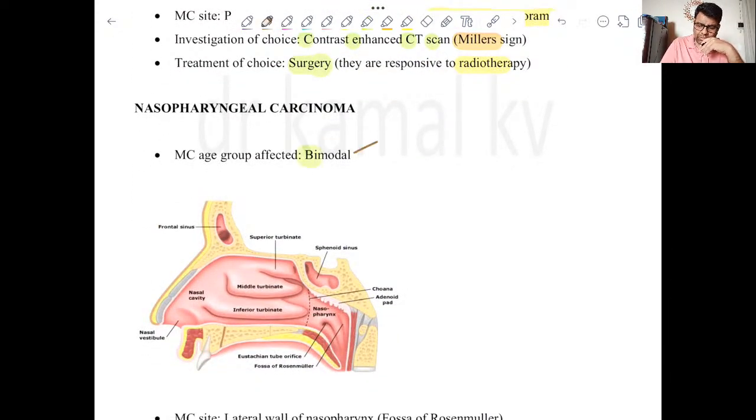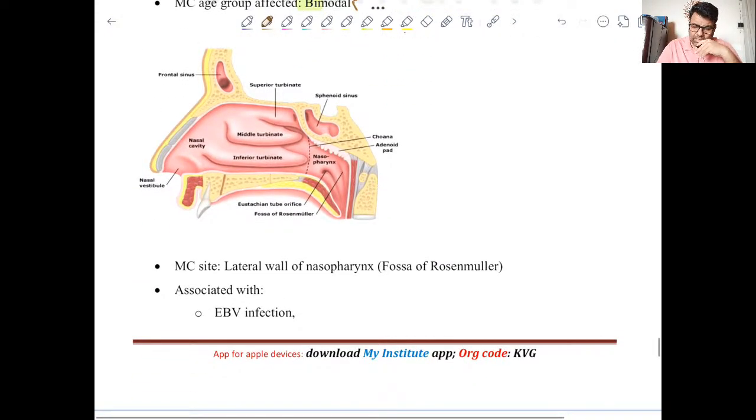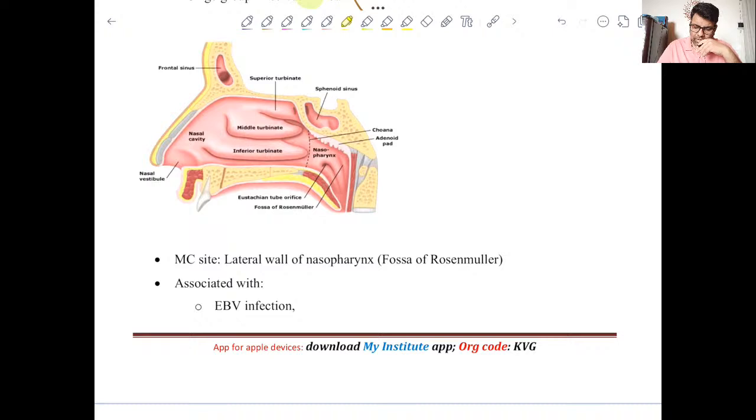It means there are two age groups which are affected. One is elderly, and sometimes it can be seen in adults as well, right? And this is in close relation to the fossa of Rosenmuller. So this is the important site in relation to the Eustachian tube opening. So this is the fossa of Rosenmuller, and remember it for nasopharyngeal carcinoma.